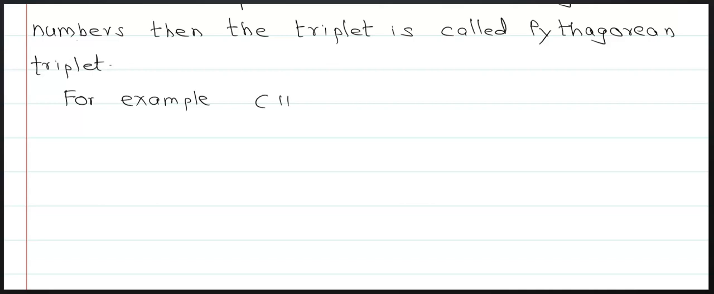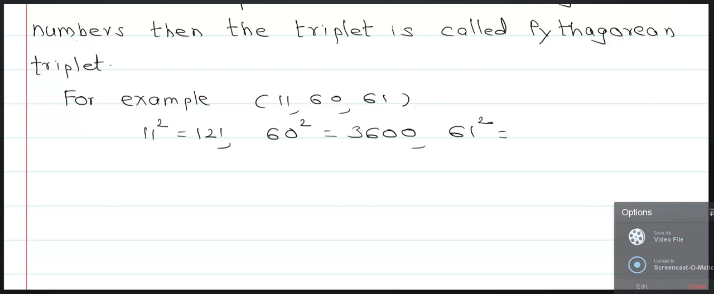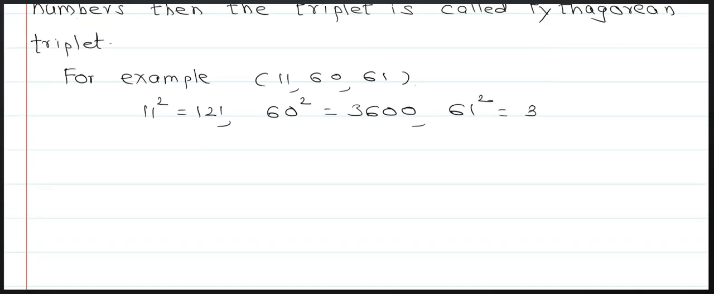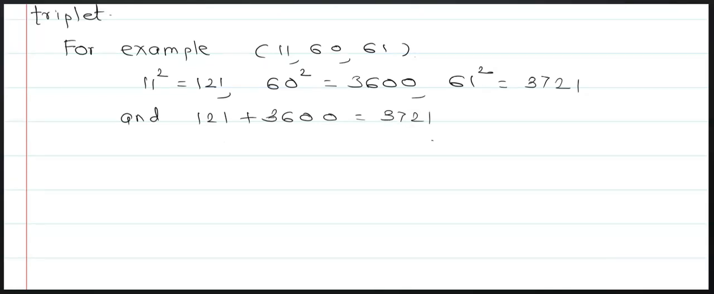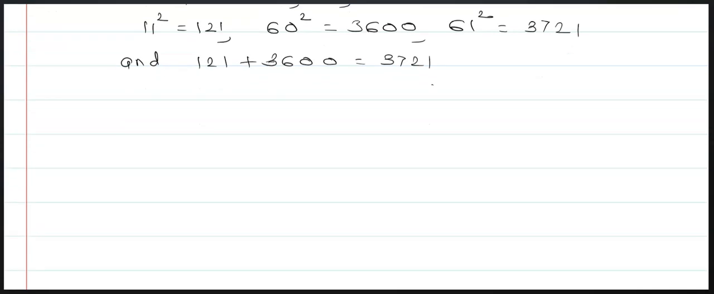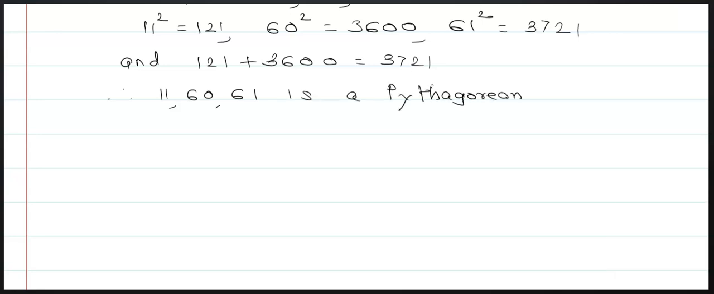For example, 11, 60, 61. Here 11 square is 121, 60 square is 3600, and 61 square is 3721. And therefore 121 plus 3600 is equal to 3721. Therefore 11, 60, 61 is a Pythagorean triplet.